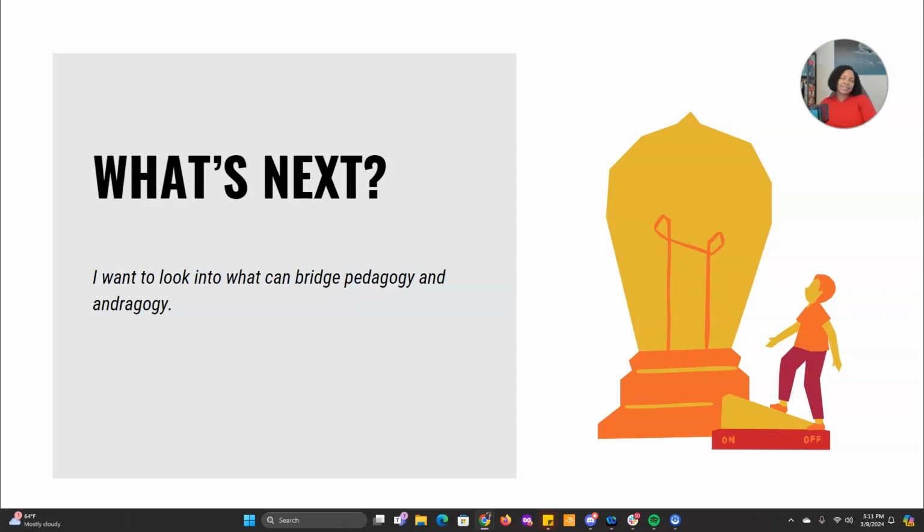Now, as I was saying, in a conversation with him, I mentioned wanting to know if there was a bridge, and he had looked it up and found out that there was, and it's called pedagogy. So now that's my next thing, what can bridge pedagogy and andragogy.